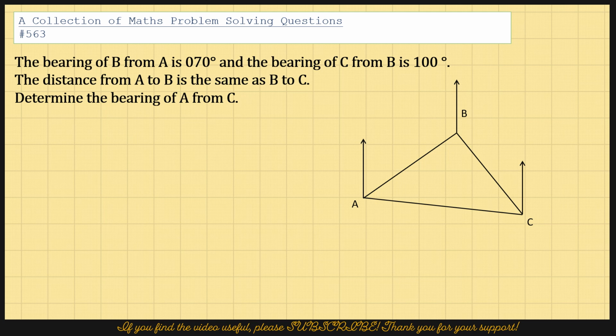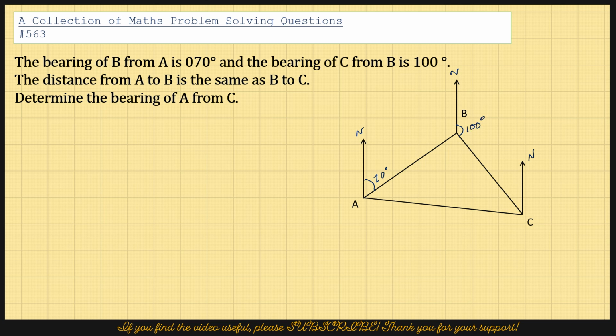the bearing of B from A is 70 degrees. So that means this would be 70 degrees and this is pointing all north. Okay, and then they're saying the bearing of C from B is 100 degrees. So from B it is 100 degrees, so that would mean this angle is 100 degrees.